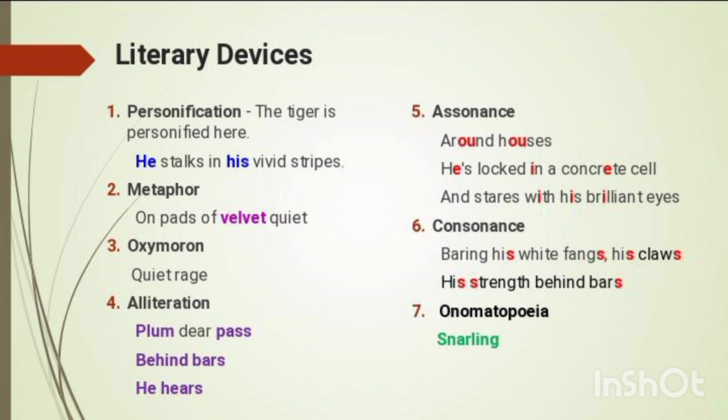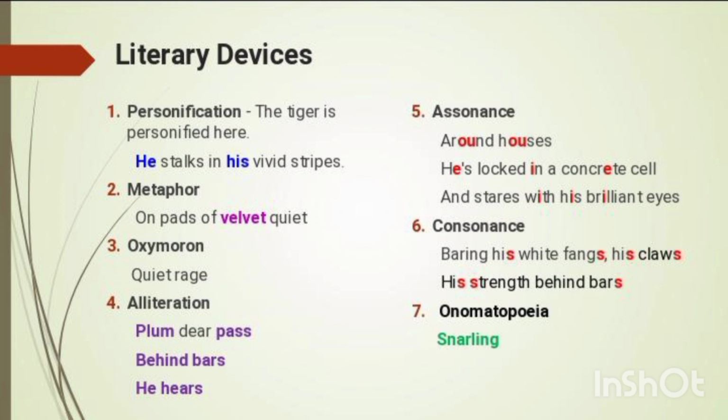The sixth literary device used is consonance. Consonance is repetition of the consonant sounds. The third line of the third stanza, baring his white fangs, his claws. Here the s sound is repeated: his, fangs, again his, and claws. The second line of the fourth stanza, his strength behind bars. Again over here, his strength, the s sound in his and strength as well as in bars.